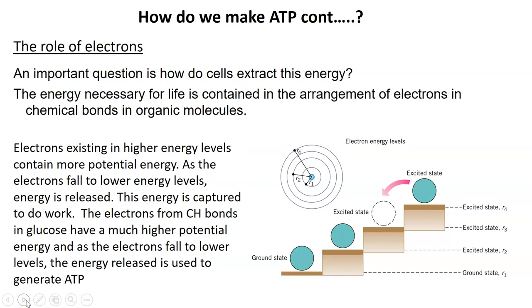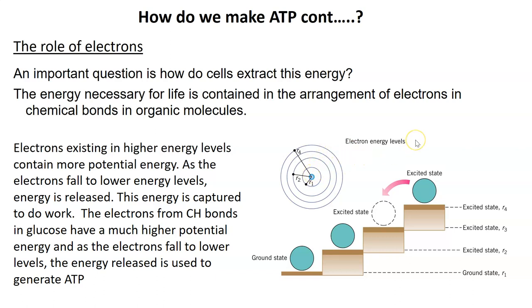Now, I keep talking about high energy electrons. Electrons exist in energy levels. If you think of this as the nucleus and these are the energy levels, it's a lot more complex than this, but let's keep it simple. The closer the electrons are to the nucleus, the lower the energy. If you want to move electrons further away from the nucleus, you need to put energy in. So electrons on outer shells have higher energy, and if you put energy in, the electrons can jump to higher energy levels.